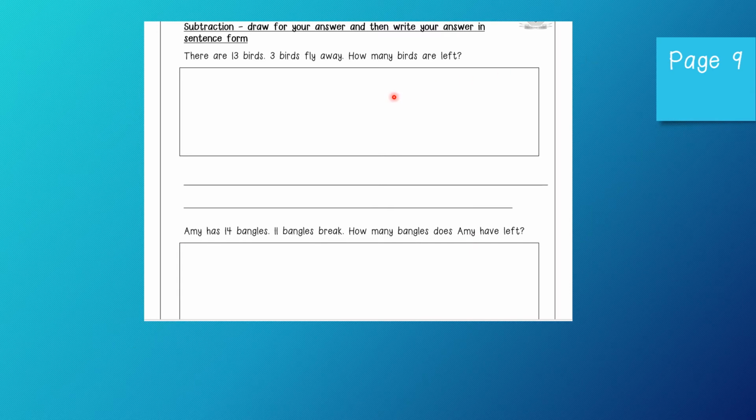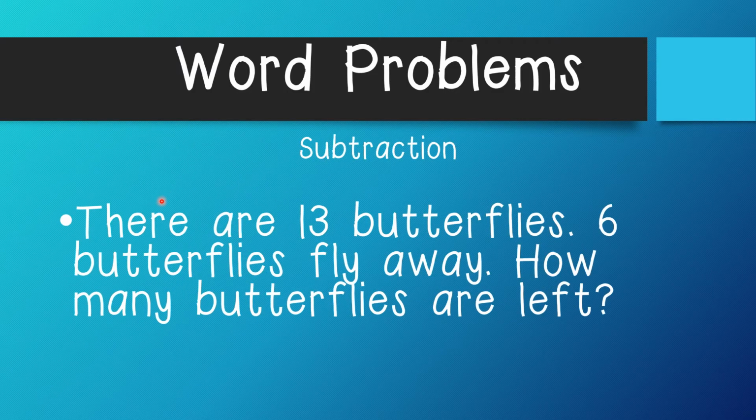Next, on page 9, we have our subtraction word problems. So let's do an example together. For every word problem, we have to read the story 3 times. So let's start. There are 13 butterflies. 6 butterflies fly away. How many butterflies are left?